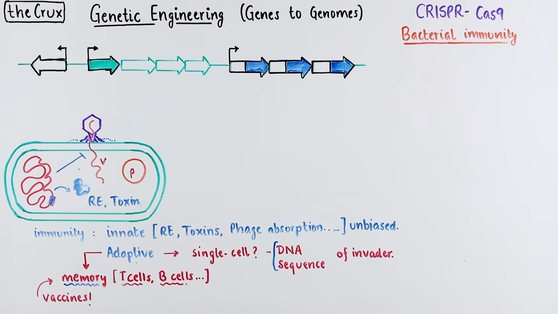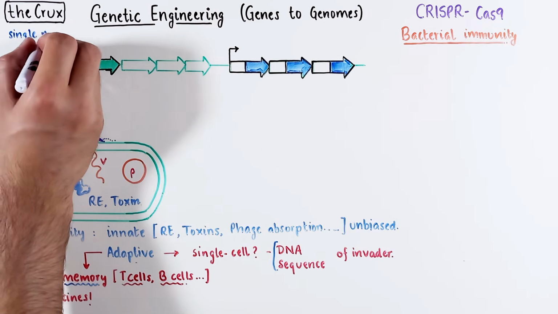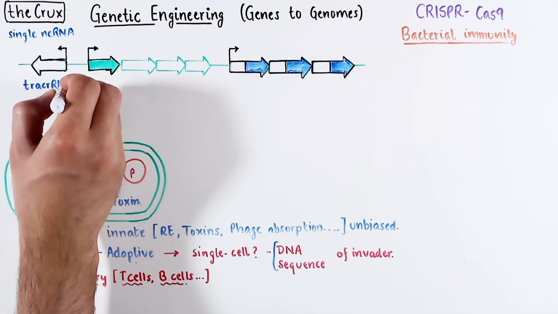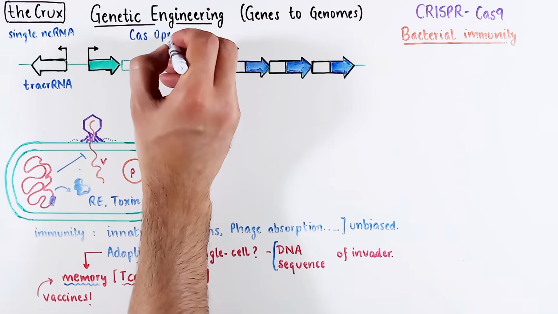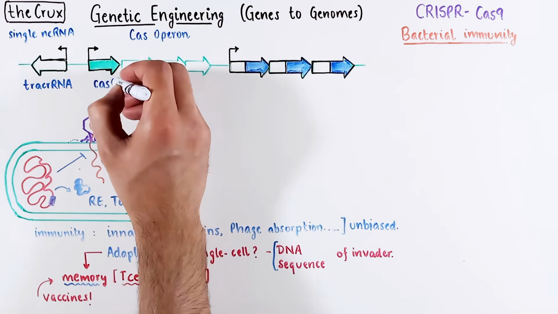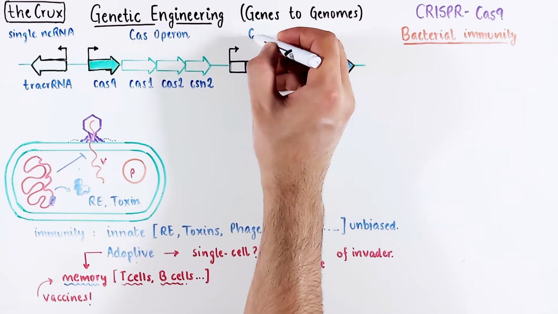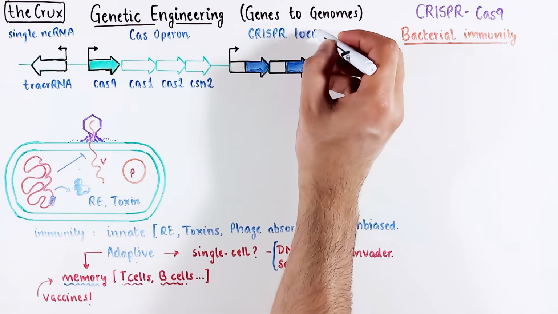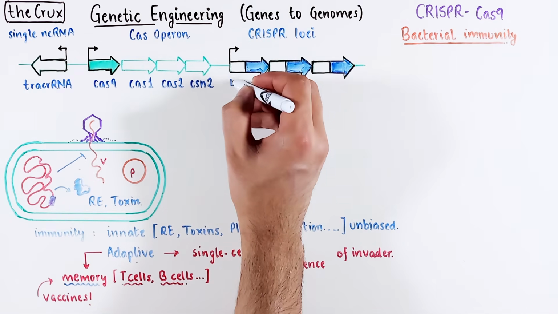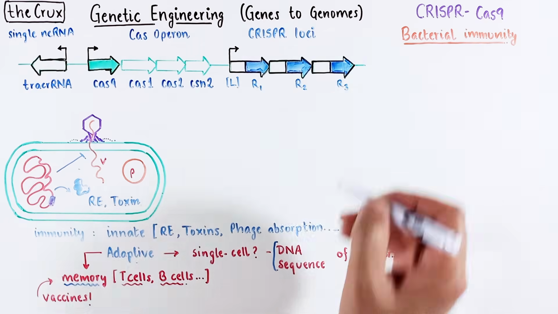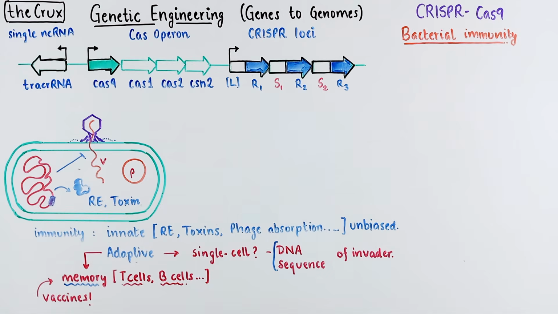Here is the structure of the CRISPR-Cas9 immunity locus. It has 3 operons. One contains instructions to make a single non-coding RNA called tracrRNA. The second is a Cas operon, which codes for 4 proteins named Cas9, Cas1, Cas2, and Csn2. The third operon is called the CRISPR locus, which starts with a leader sequence that also has the promoter, followed by repeats. And in between the repeats are unique spacer sequences.